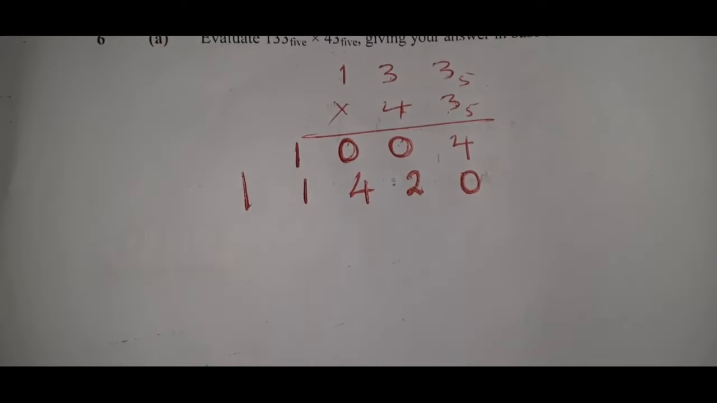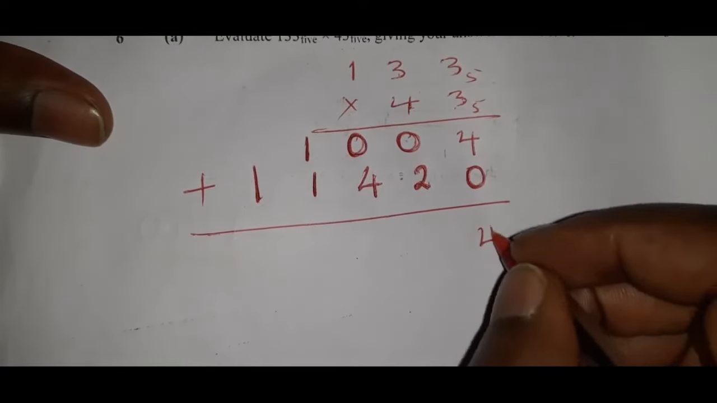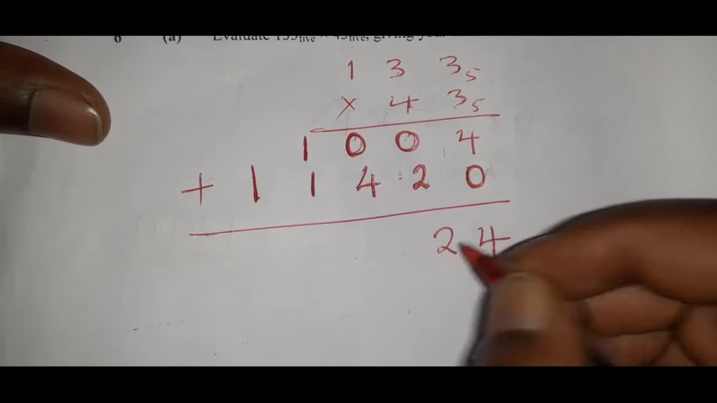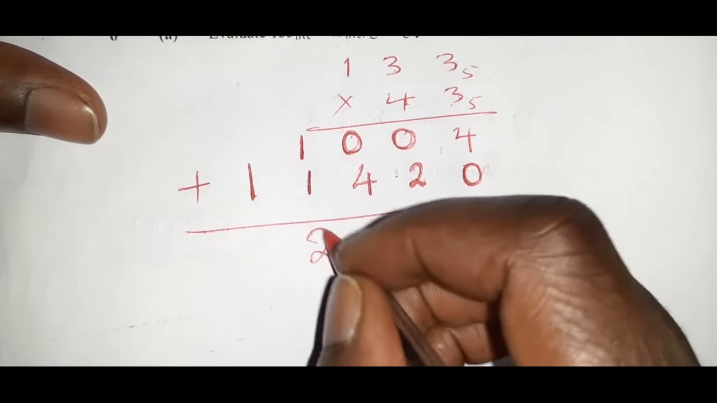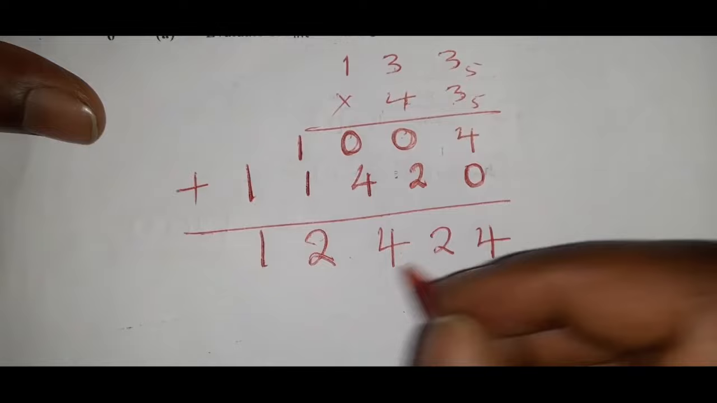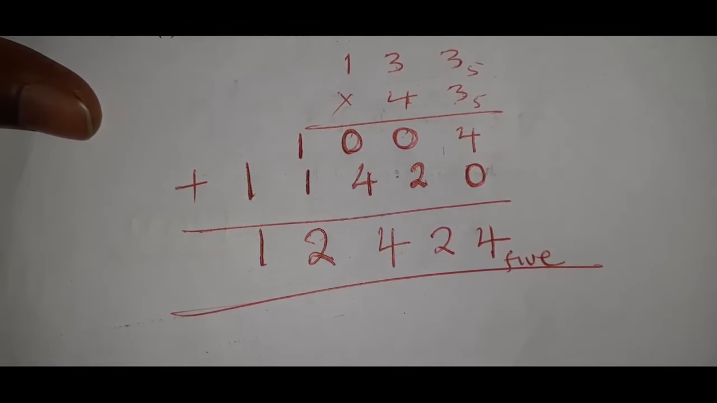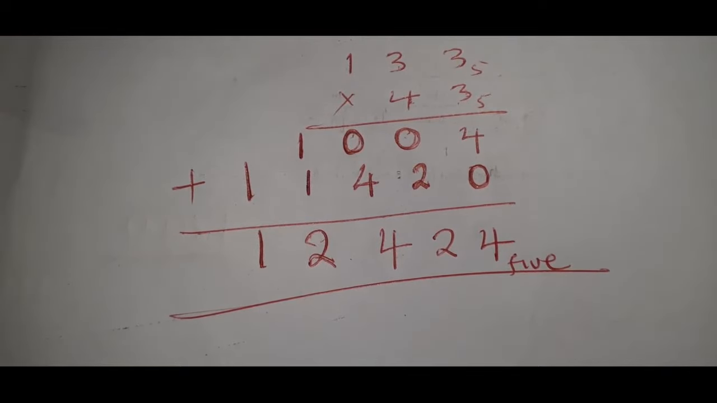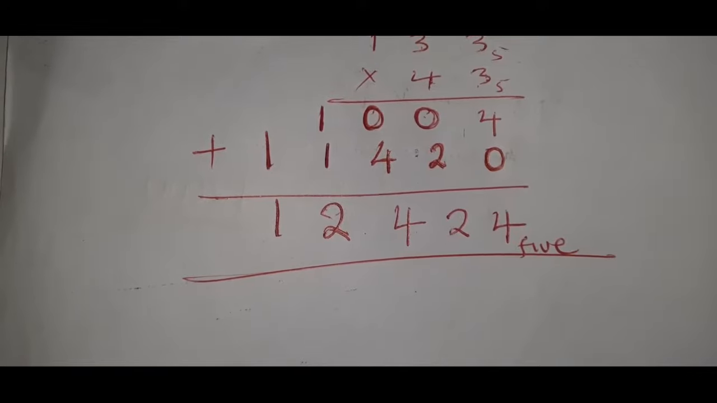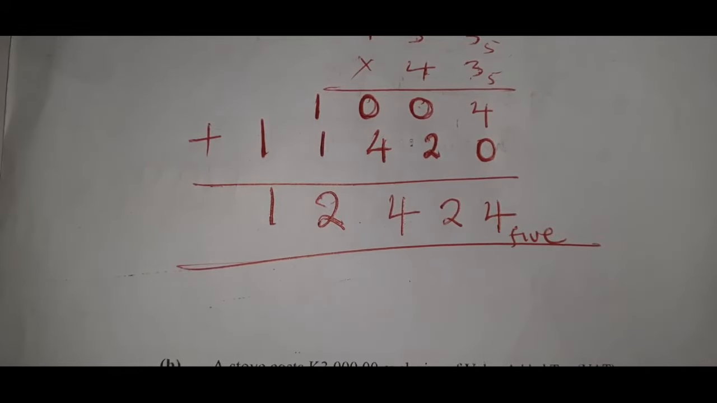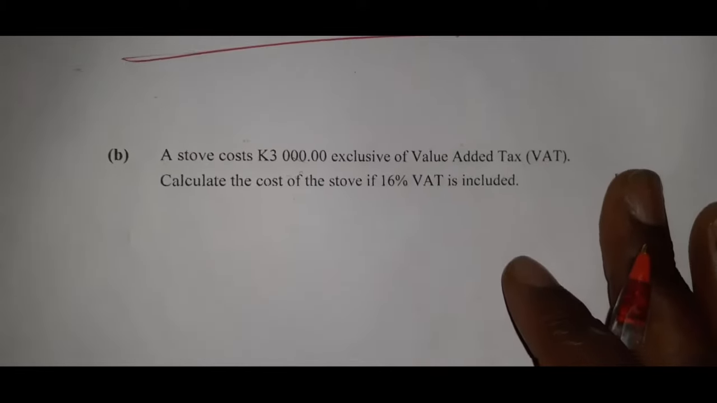Okay. Then this we add. So this will be 4. This will be 2. This will be 4. This will be 2. This will be 1. In base 5, this is what is supposed to be our answer, unless I've made a mistake somewhere. Otherwise, that is what's supposed to be our answer. We go to the next one.